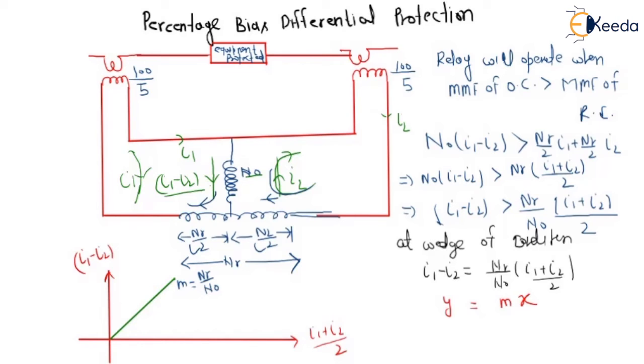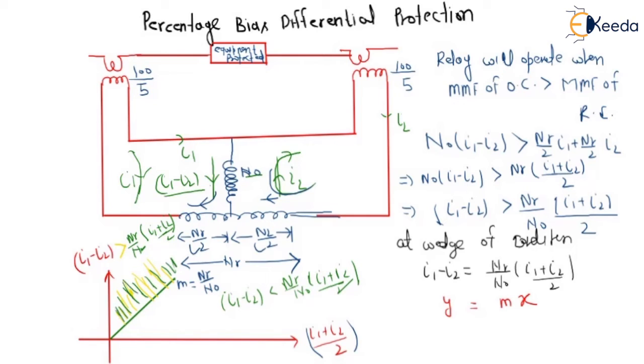This is a very good point, since in mathematics you have studied that this is the particular region in which I1 minus I2 will be greater than NR upon N naught into I1 plus I2 by 2. This is the condition here, and in this other region I1 minus I2 will be less than NR upon N naught into I1 plus I2 by 2. So basically this is the operating zone.